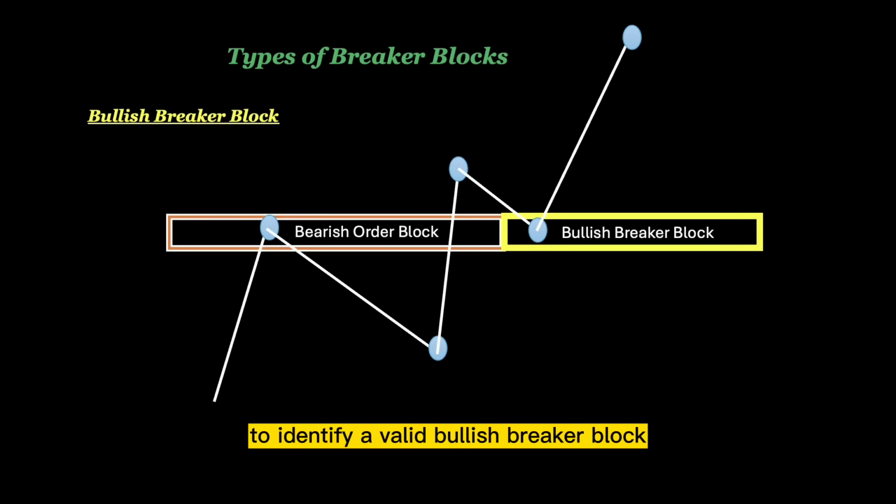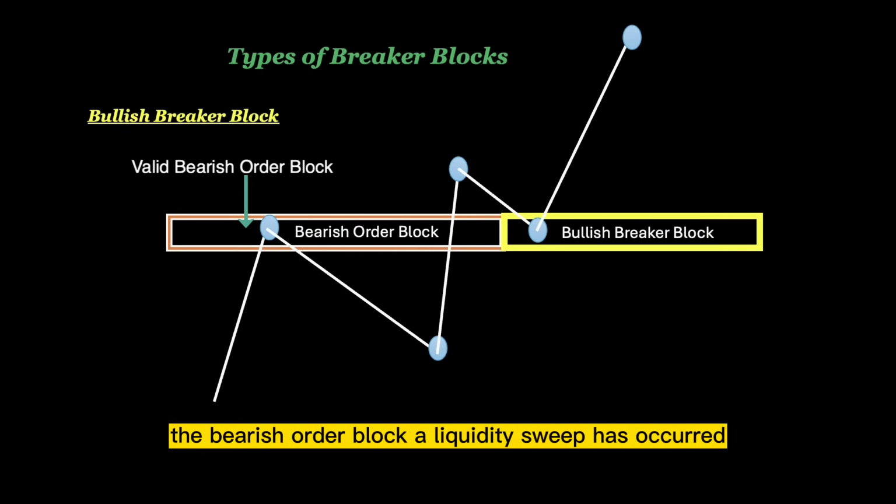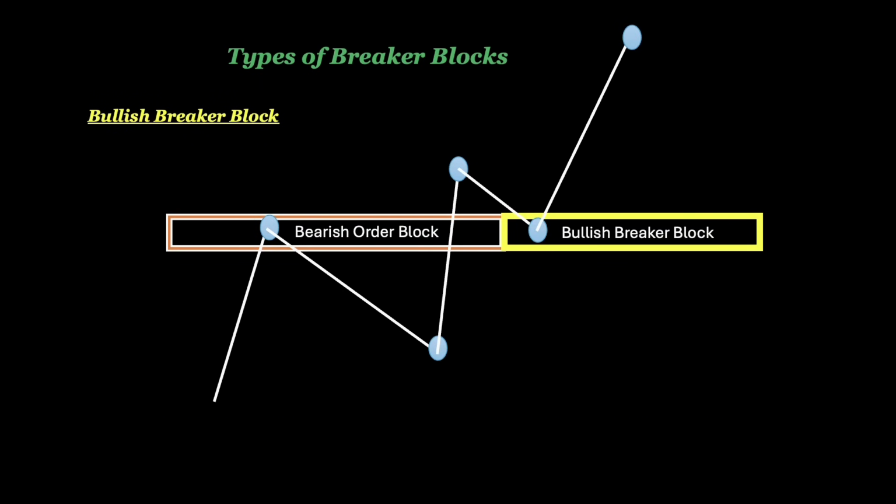To identify a valid bullish breaker block, look for the following conditions: a valid bearish order block. The price closes above the high of the bearish order block. A liquidity sweep has occurred. There is a market structure shift.